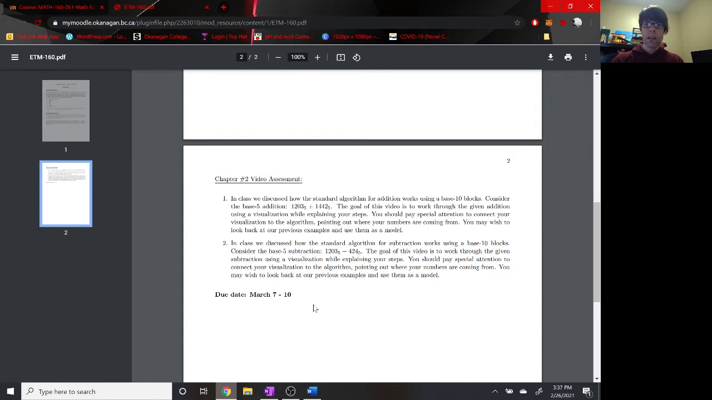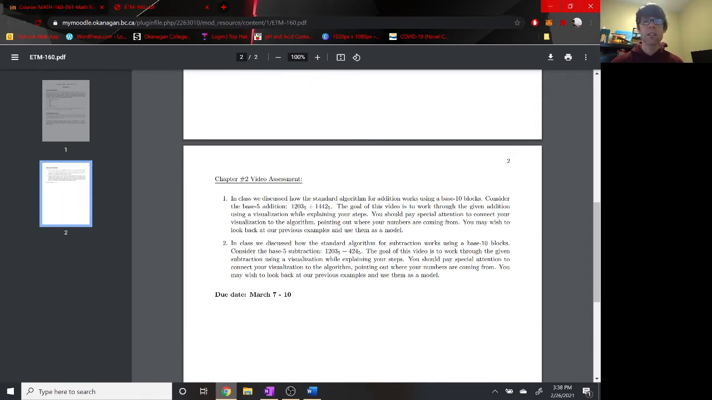The first one, for example, is setting up a stacked addition using the following two Base-5 numbers, 1203 and 1442. The goal is to not only work through the addition using some kind of algorithm, but also show that as a representation. So if you're using a laptop or writing stuff down on paper, you're going to be using some of those Base-5 blocks to explain what's happening inside of your algorithm.